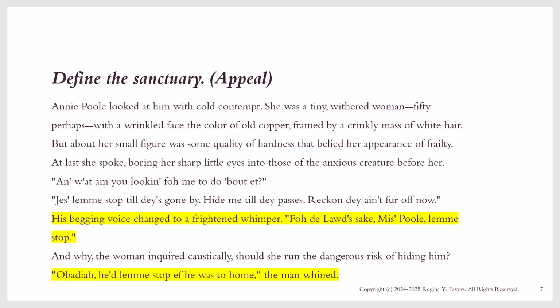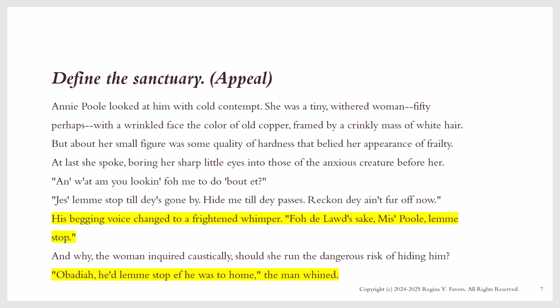"What you're looking for me to do, and what you're looking for me to do about it?" "Just let me stop till they's gone by. Hide me till they pass. Reckon they ain't far off now." His begging voice changed to a frightened whimper. "For the Lord's sake, Miss Poole, let me stop." And why, the woman inquired caustically, should she run the dangerous risk of hiding him? "Obadiah, he let me stop if he was to home," the man whined.